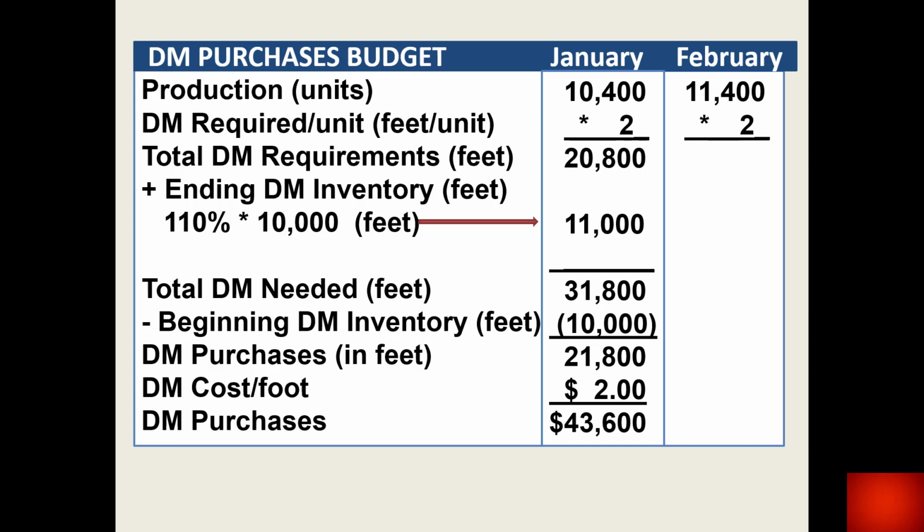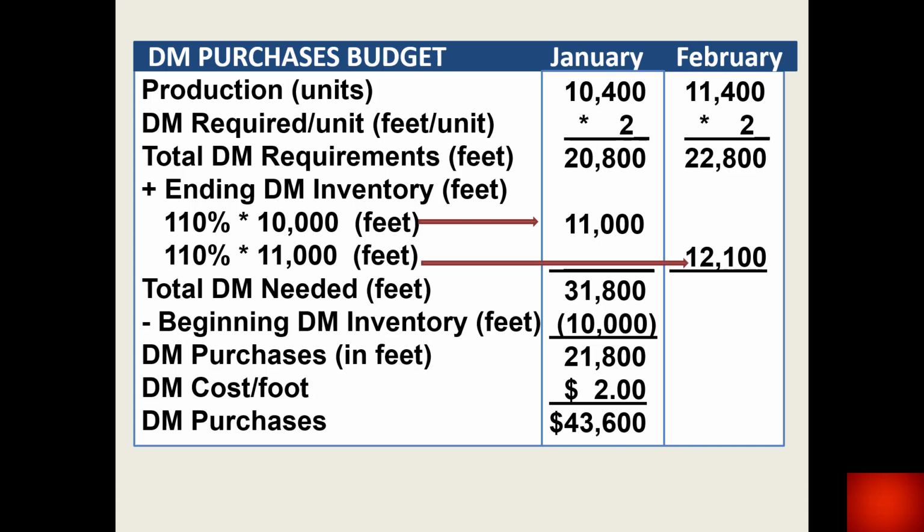In February, we calculated production to be 11,400. We need 2 feet for each one of those that we produce. We will use 22,800 feet in production. We're going to increase inventory of direct material by 10% again. So that would be 11,000 times 110%, or 12,100. We need to have 34,900 feet of lumber available.